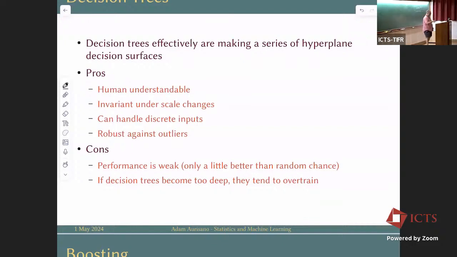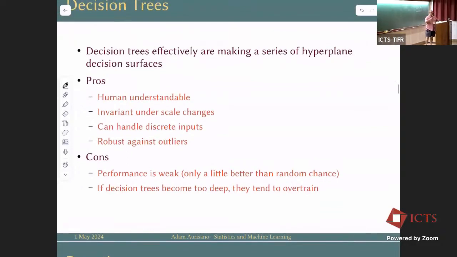These are invariant under scale changes. They can handle discrete inputs, and they're robust against outliers. But the con here is the performance is incredibly weak, right? They're only a little bit better than random separation. And also, if decision trees become too deep, which tends to make the classification better, they then overtrain, right? Which is why you tend to put a limit on how deep you're willing to make a tree go.